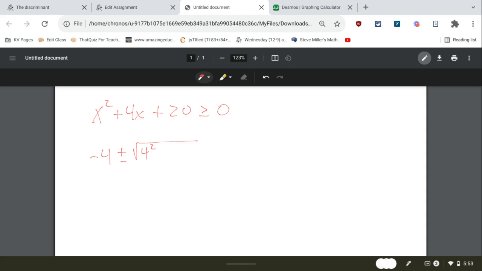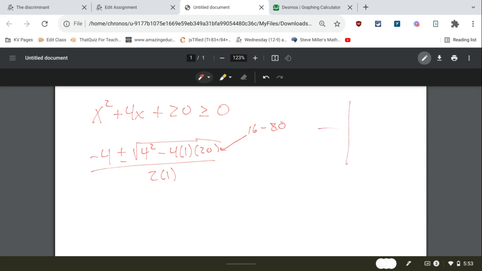the square root of b squared, which is 4 squared, minus 4ac, all over 2a. And the problem is right here on our discriminant. The 4 squared is going to give us 16, and then 4 times 20 is 80. Okay. And since 16 minus 80 is negative, that means that this thing is going to have imaginary solutions, right?